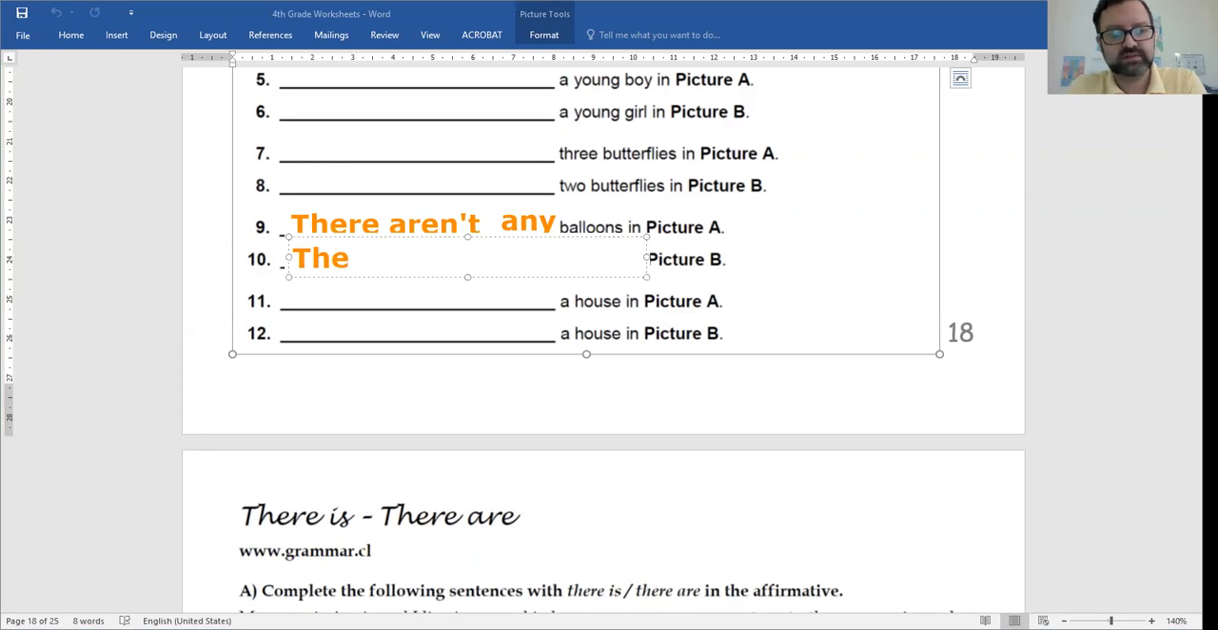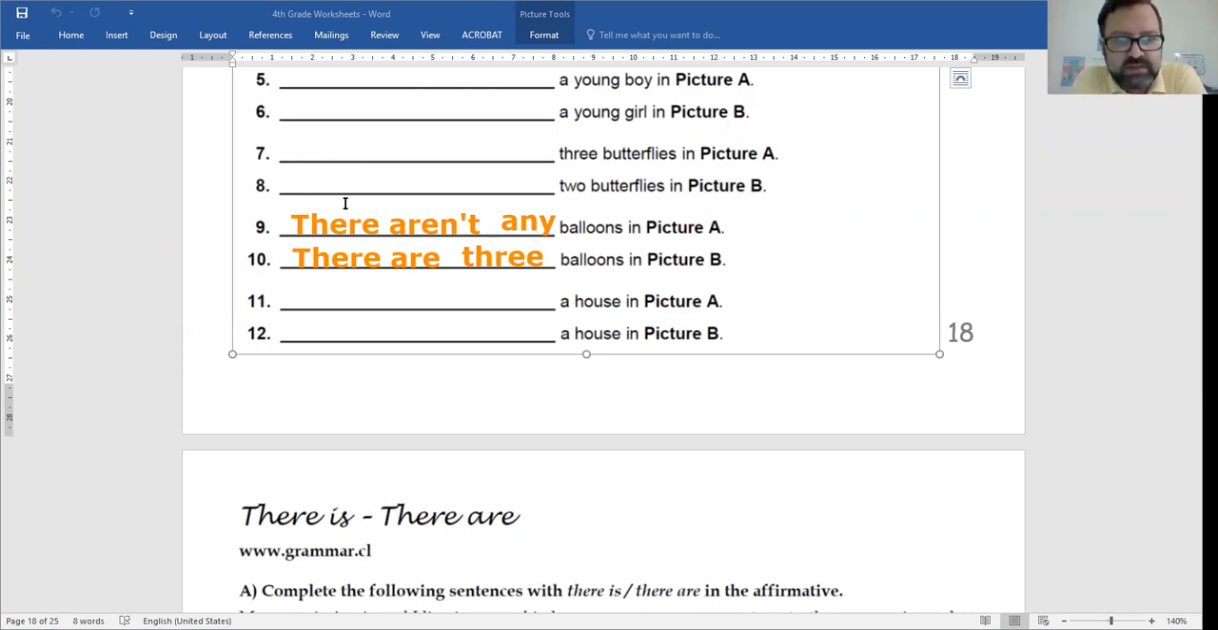There are, because we have more than one, there are balloons in picture B. And once again, if I was writing this sentence, I would just add the number of balloons. Yes, there are three balloons. Now everybody knows exactly how many balloons there are. There are three balloons in picture B.